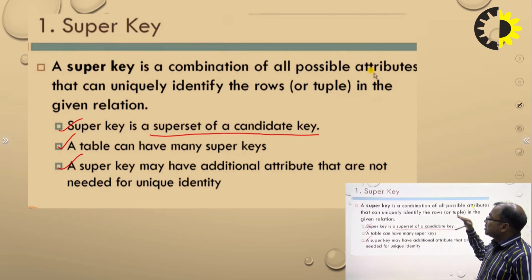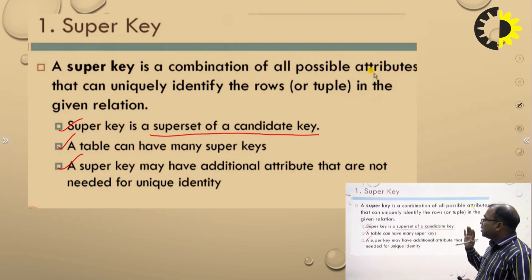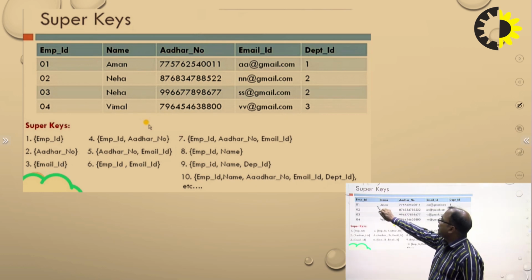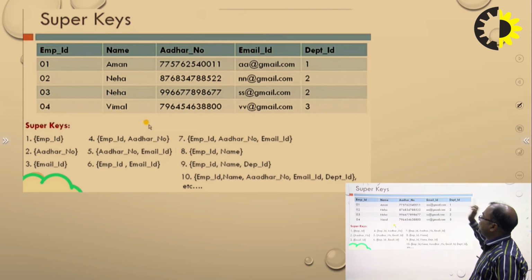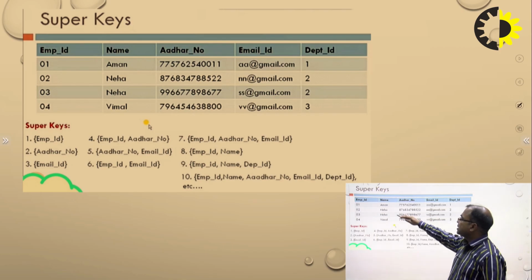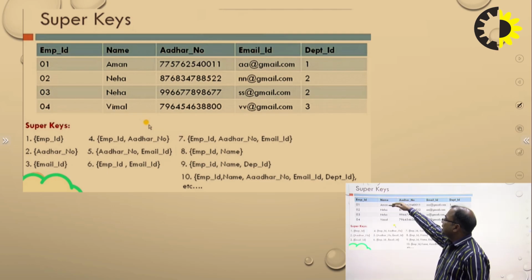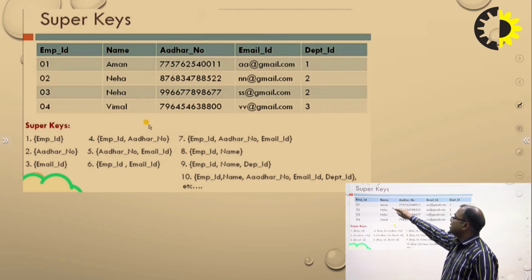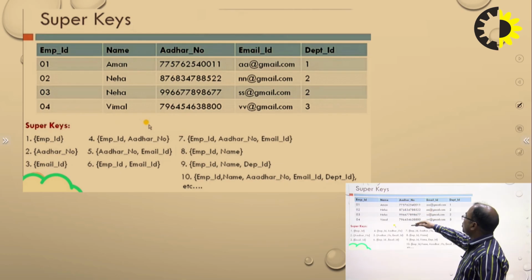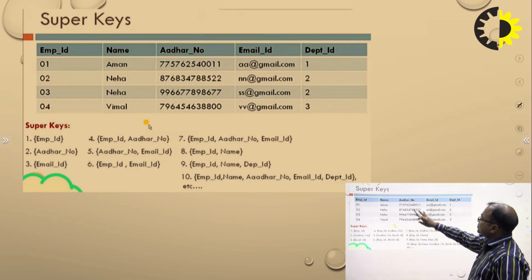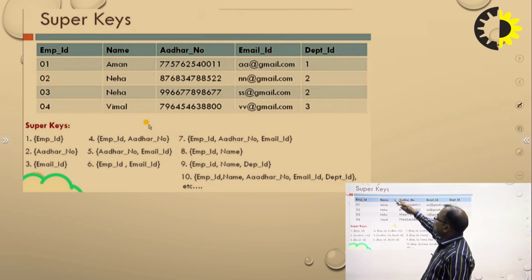So we can say the super key is basically a superset. We can see here in this example, we have employee ID, name, Aadhaar number, email ID and department ID. Here we can see the employee IDs 1, 2 and 3, then the name, with entries inside these tuples like Aman, Neha and all. Then the Aadhaar number of these employees, their email ID, and the department they are related with. So these are all the content in this table. Now we have to find the super key.